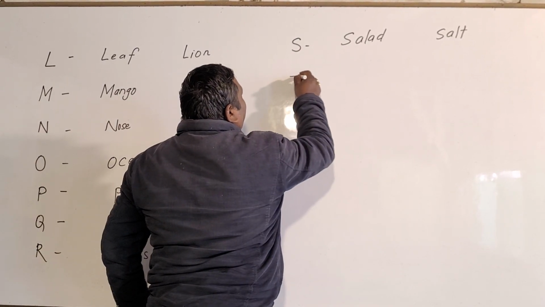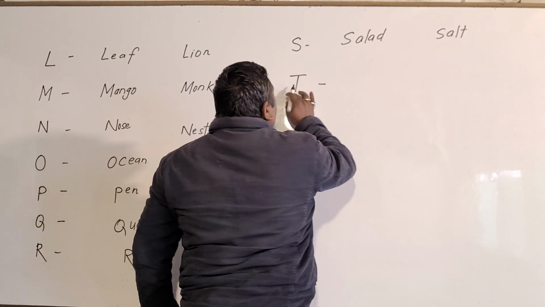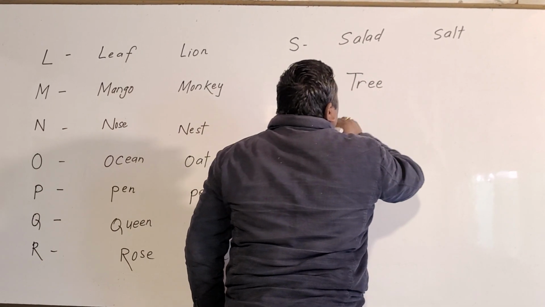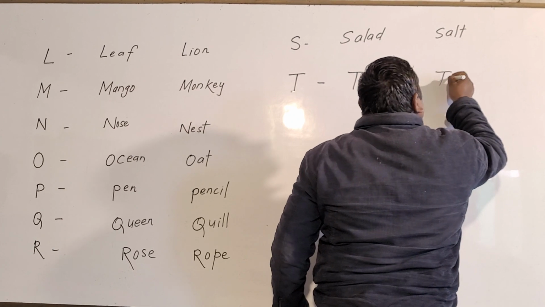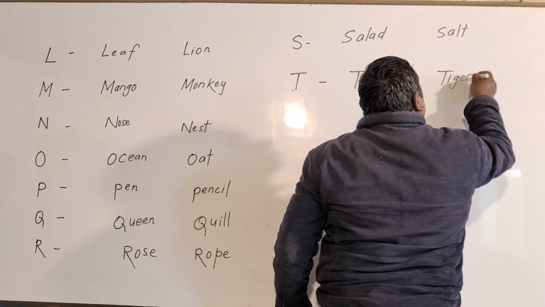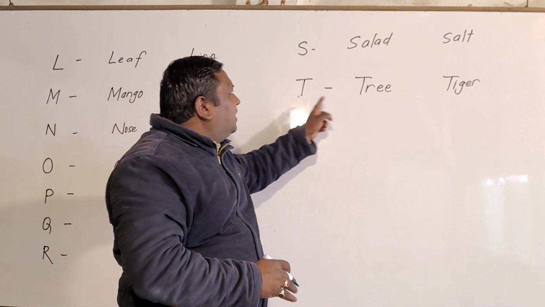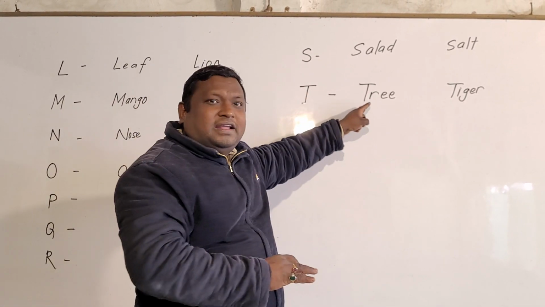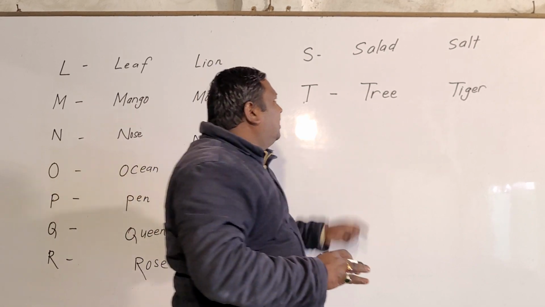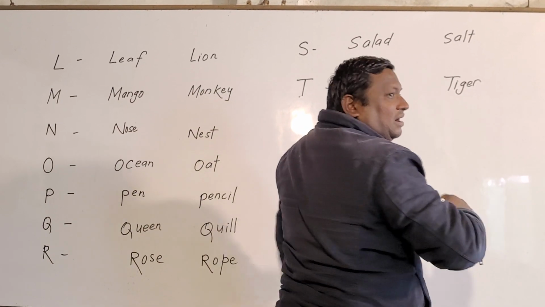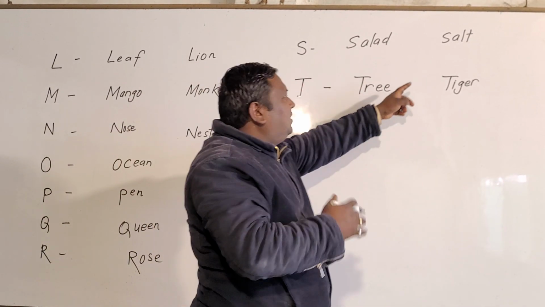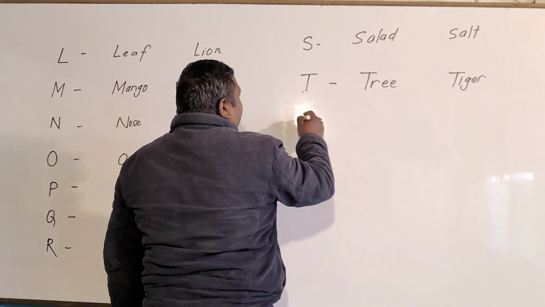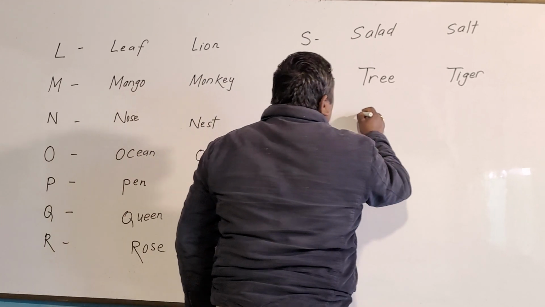T for tree. T, R, double E, tree. And T for tiger. Tiger, tree. T for tree and T for tiger. T. This is the sound.